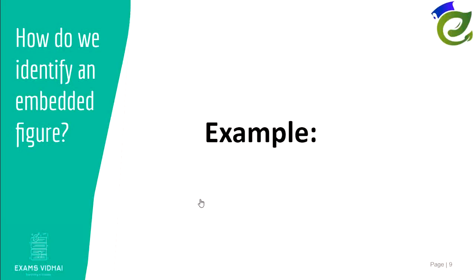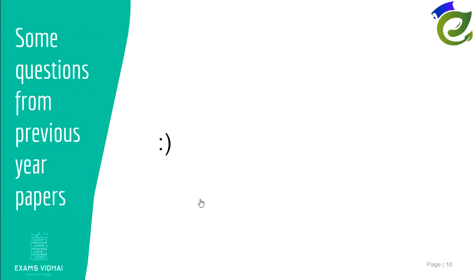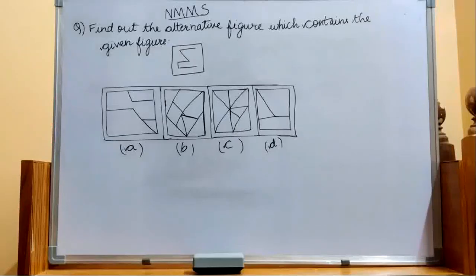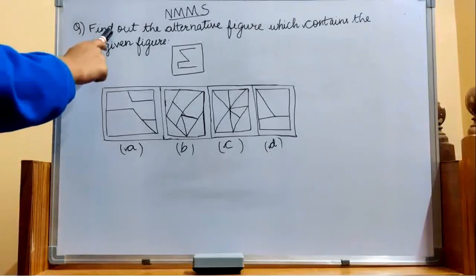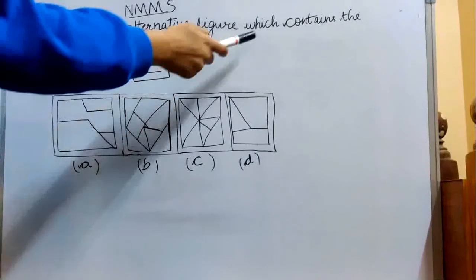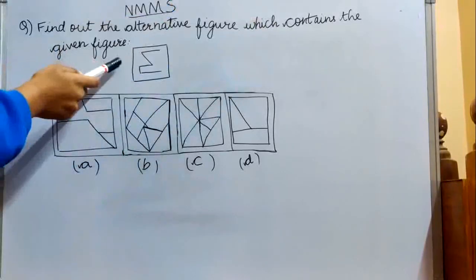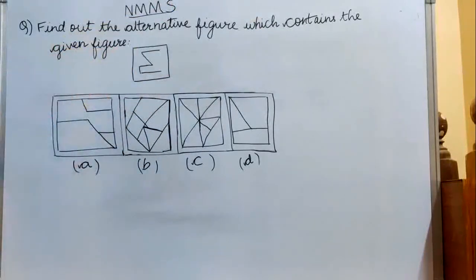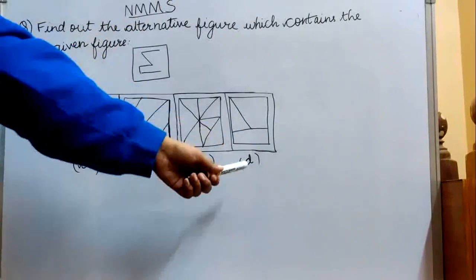Now that we have seen the example, let us move on to some questions from previous year paper. We shall solve one NTSE and one NMMS problem respectively. But it is to be noted that the difficulty level of the questions from NTSE and NMMS is actually same. So both the videos can be viewed by all the students preparing for NTSE and NMMS. Let us see one question from NMMS. Find out the alternative figure which contains the given figure. So this is the question figure and the answer figures are given here.